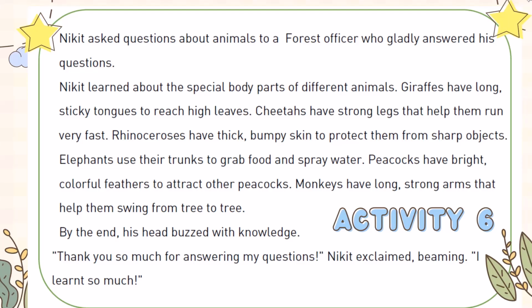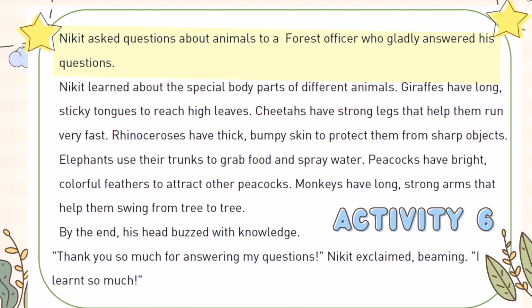Let's read this passage. Once we read this passage, we will convert the story into a role play and write dialogues between Nikit and the forest officer, and then we will even enact the dialogues.